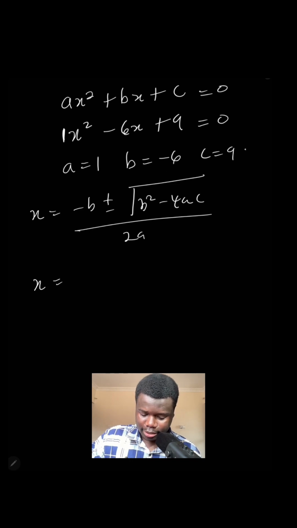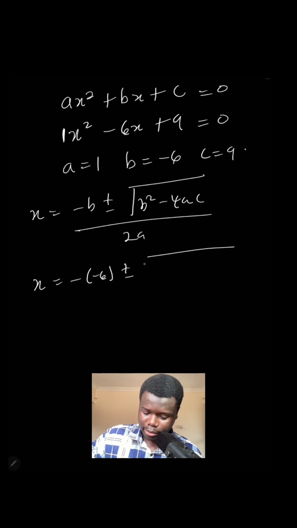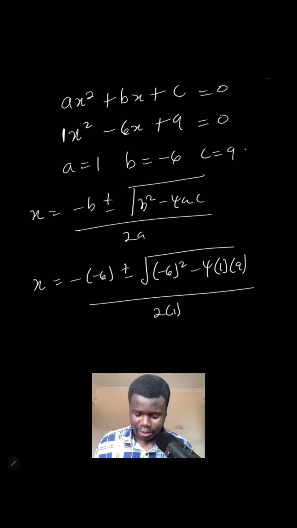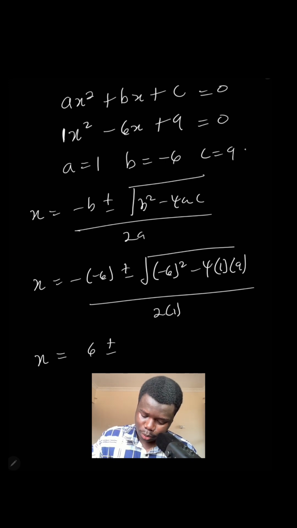So it's going to be x equal to minus b, so minus into bracket minus 6, plus or minus square root of b squared, which is minus 6 squared, minus 4 into bracket a is 1 and c is what? 9, all over 2a, 2 into bracket 1. So now we can simplify. So x equal to 6, because minus times minus is positive here, plus or minus square root of minus 6 squared, which is 36, minus 4 times 1 times 9, which is 36, all divided by 2.